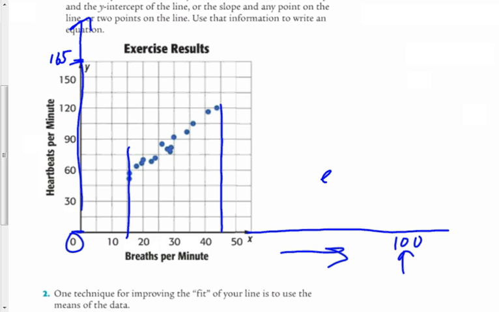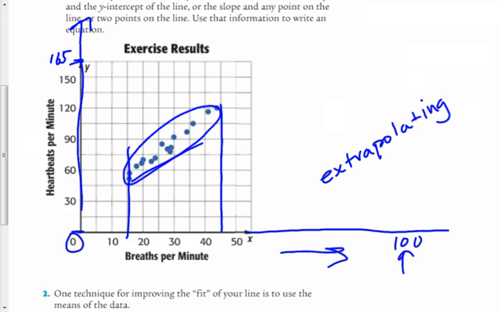That's called extrapolating, and it's not necessarily that reliable with data. If you stay within the data and make a prediction there, that's called interpolating. And that is going to be a more reliable prediction, generally speaking. All right, that's going to be it for this.